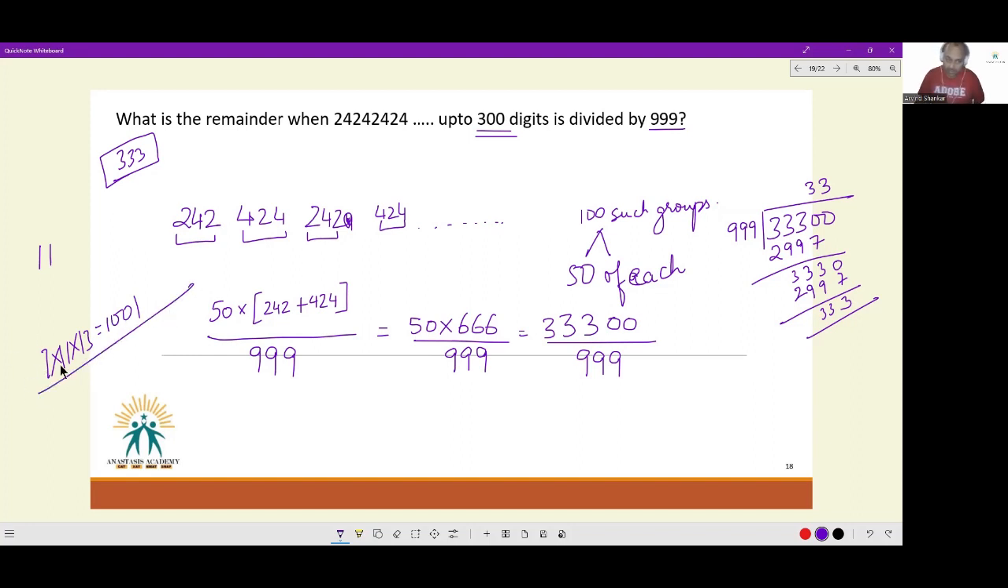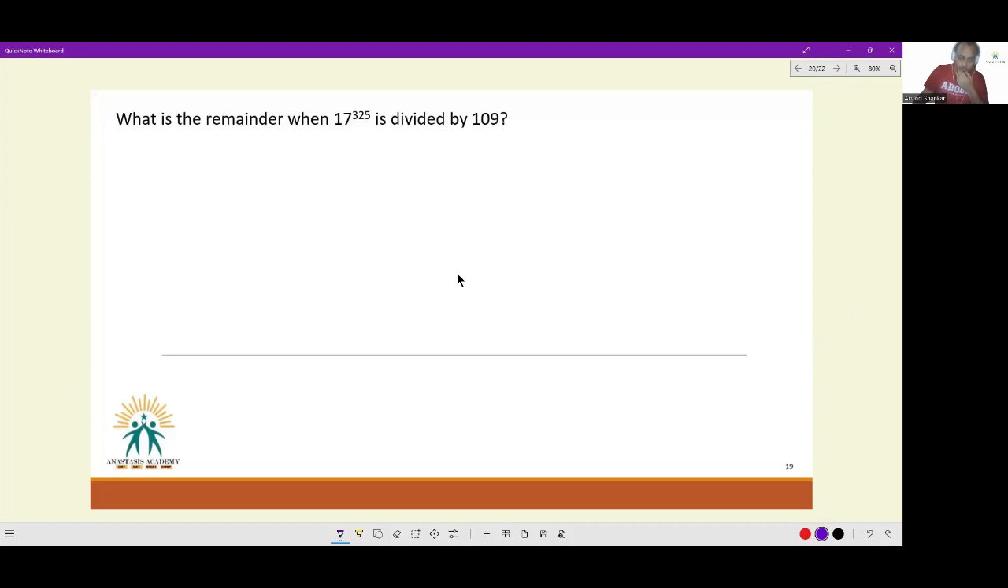Hopefully, you know where the divisibility rule of 7, 11 and 13 is getting generated from. Okay. Next question. What is the remainder when 17 raised to the power 325 is divided by 109?